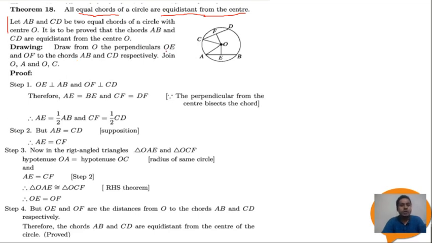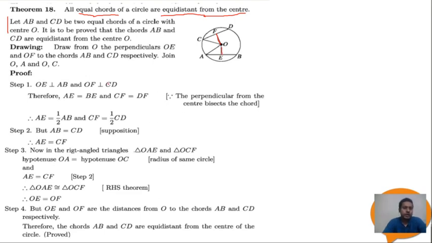Just describe what is given. Given are two equal chords, AB and CD, of a circle with center O, and OE and OF are two perpendicular distances. We have to prove their distances will be equal. That means OE and OF will be equal.